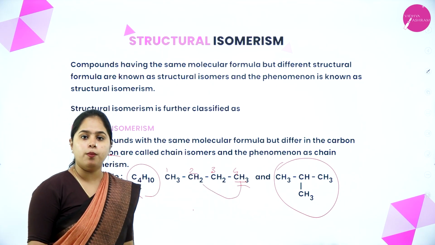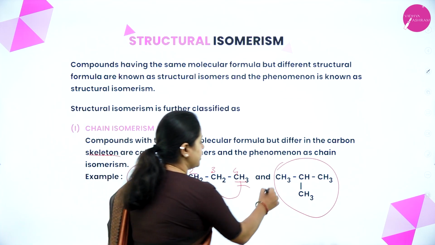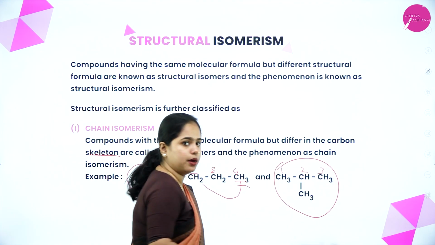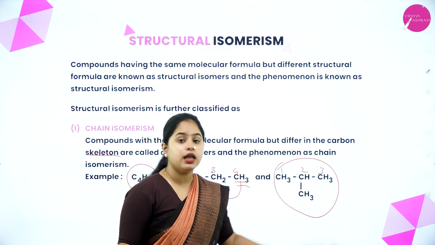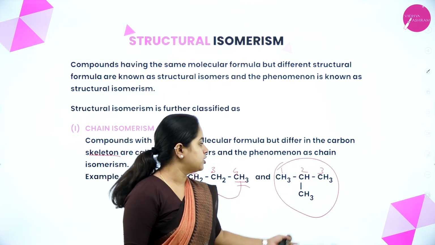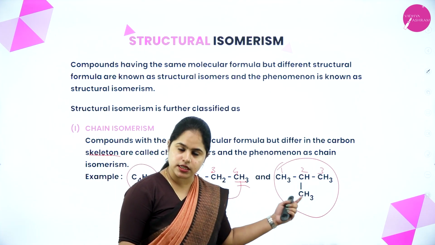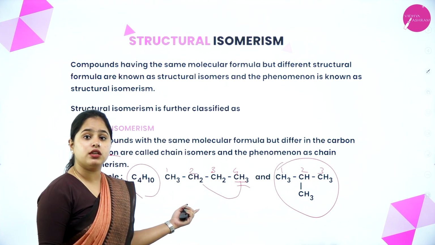So now the compound that you are getting, is it butane? No, it is not butane, right? It is 1, 2, 3. This is how we number it. So it is 2-methyl propane, right? On the second position, there is a methyl group. But still, what is the molecular formula? It is C4H10. It is C4H10 here as well.